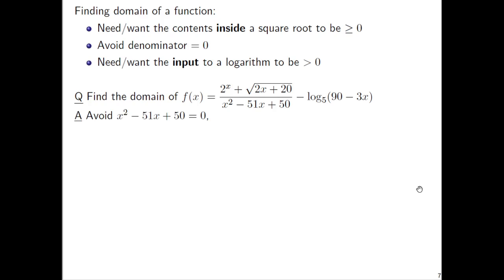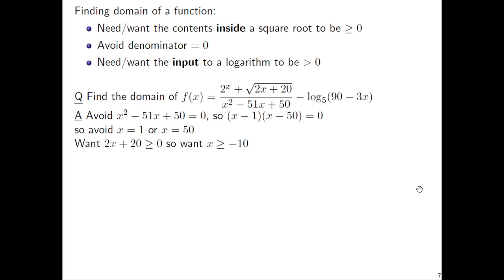Well, we need to avoid the denominator being 0, so I've got to avoid x squared minus 51x plus 50 equals 0. If we factor, x minus 1 times x minus 50 equals 0, we need to avoid x equals 1, we need to avoid x equals 50. We also want the contents inside the radical, inside the square root, to be greater than or equal to 0. So we want 2x plus 20 to be greater than or equal to 0. If we solve that inequality, we're going to get x greater than or equal to negative 10.